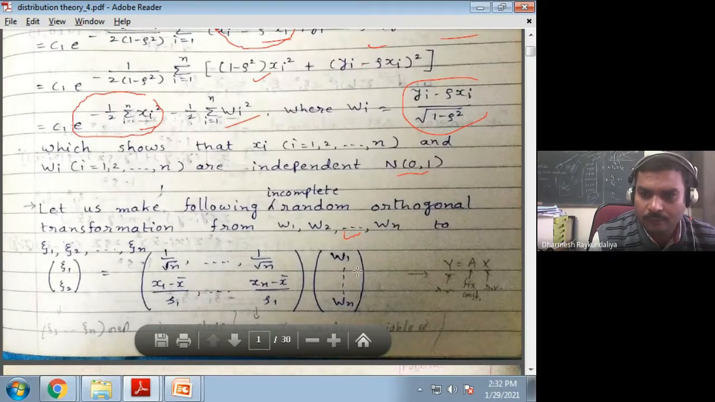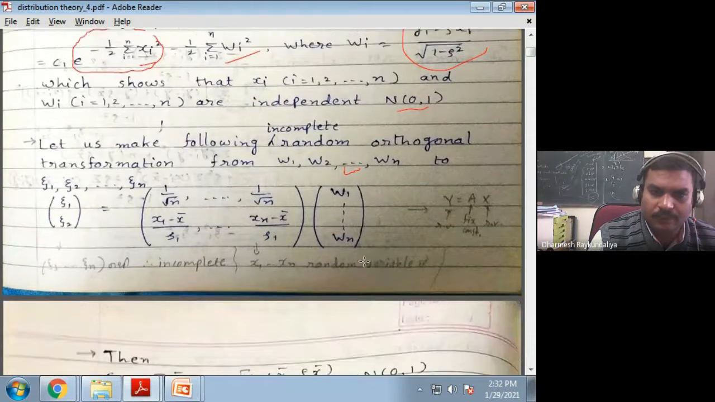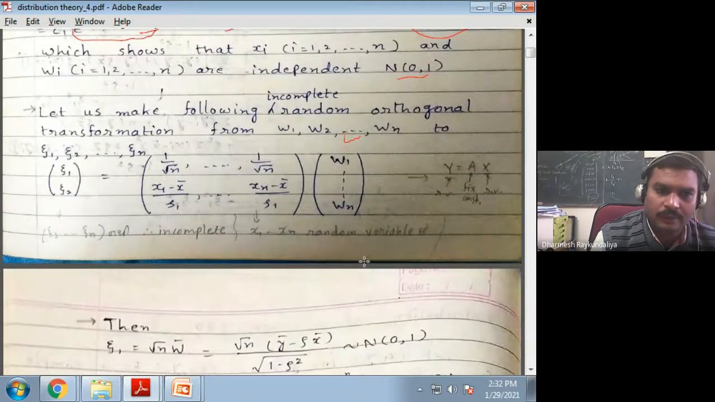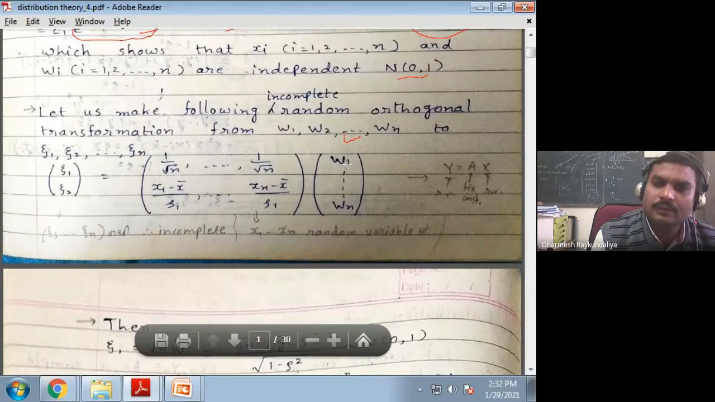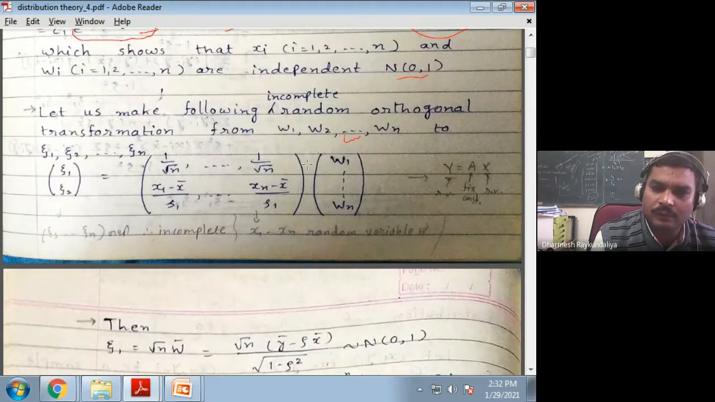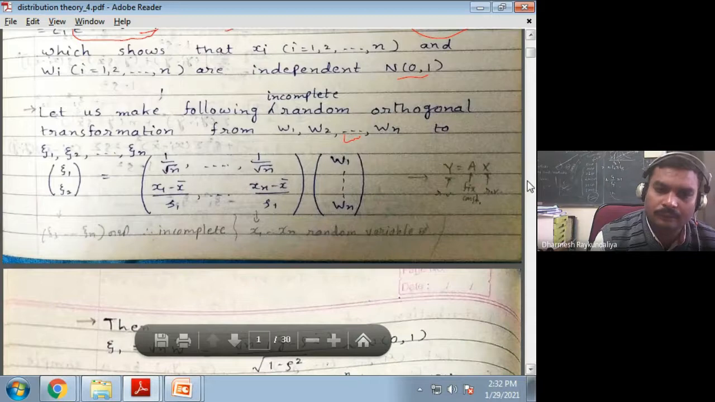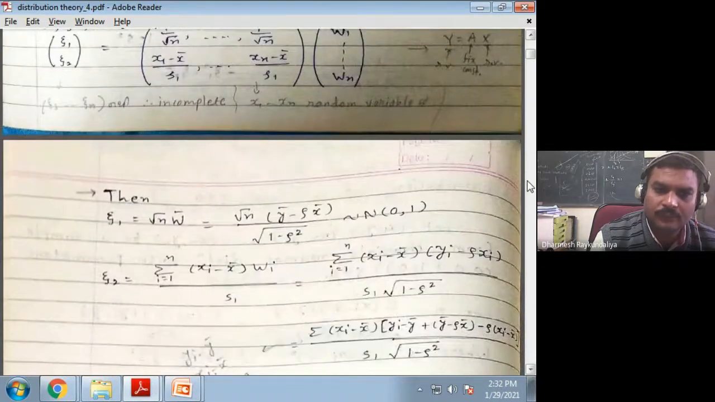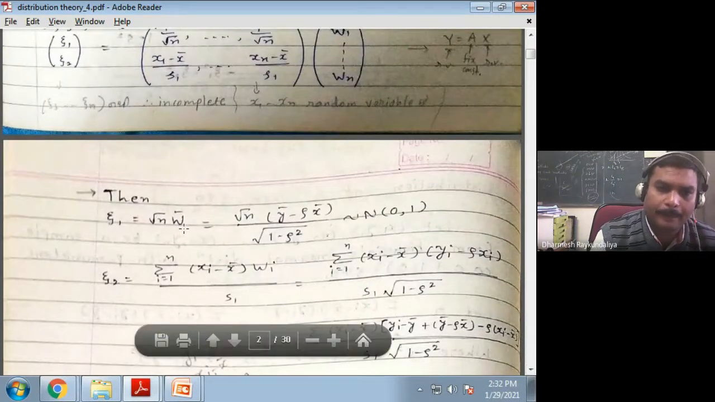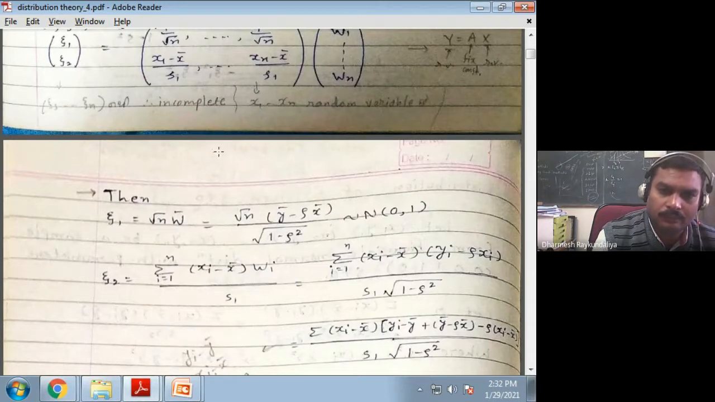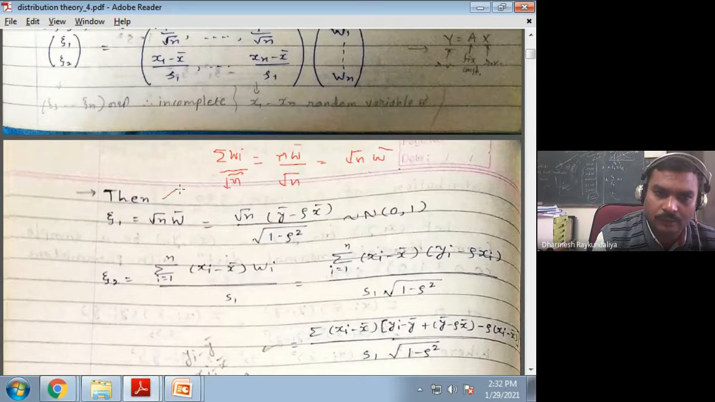s1. So if you multiply this with w1 to wn, what is xi1? Xi1 is nothing but the summation wi upon root n. It is as good as you can write n root n w bar. Why? Because summation wi upon root n, so wi is nothing but you can write n w bar divided by root n, so you will get root n w bar. So that is what it is written.